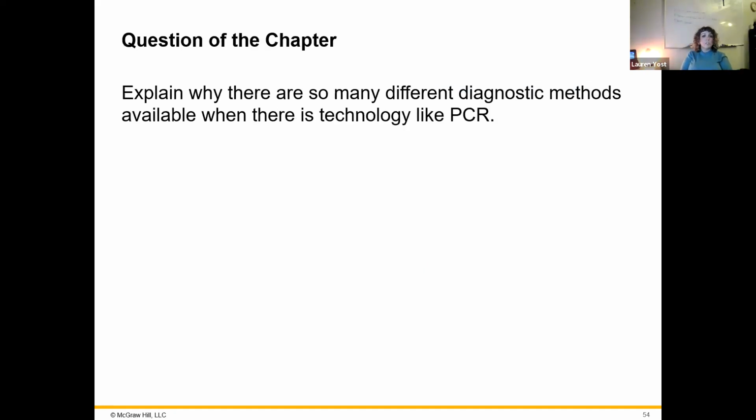So that's it. Explain to me why there are so many different diagnostic methods available when we could just use PCR. Why do we have all this other stuff still? Why do we even need to know about that? Why do we use that?